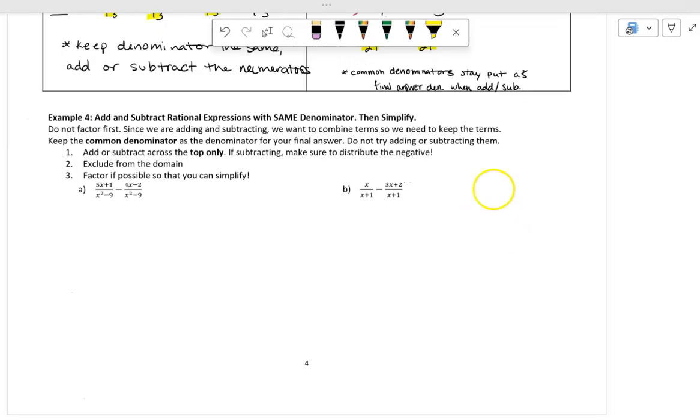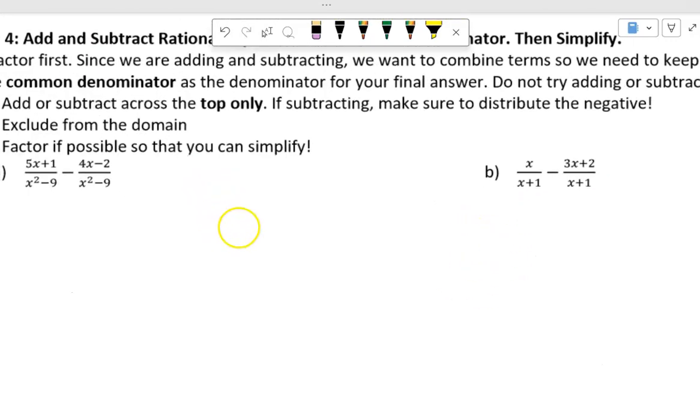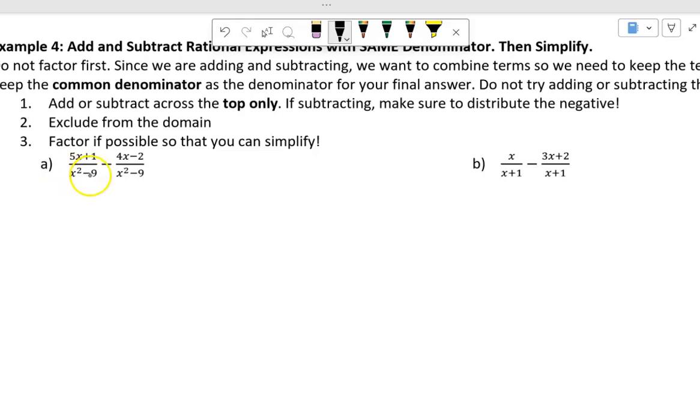So let's do some problems. And I put the steps up in the notes, but basically in this example, you're going to have a common denominator. So we're not going to get to the tricky stuff yet till the next example. But in this example, you're going to have a common denominator. All you have to do is add or subtract across the top only, which means keep your denominator as is. Add or subtract across the top.